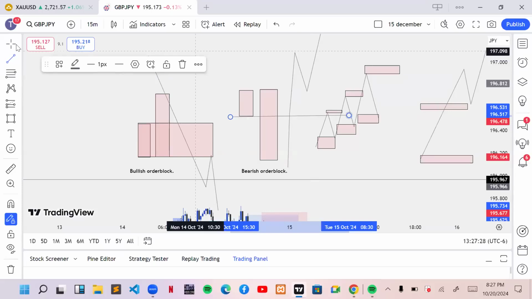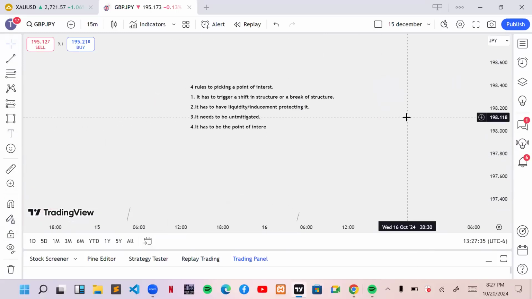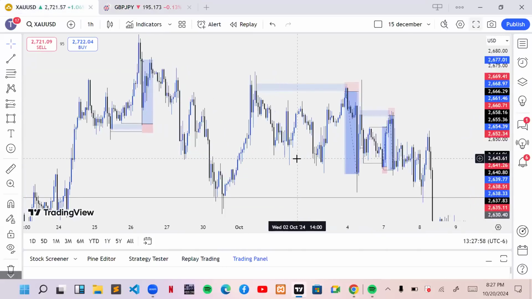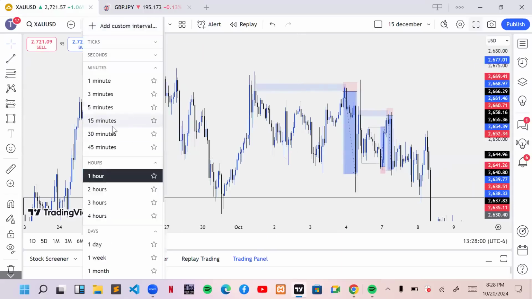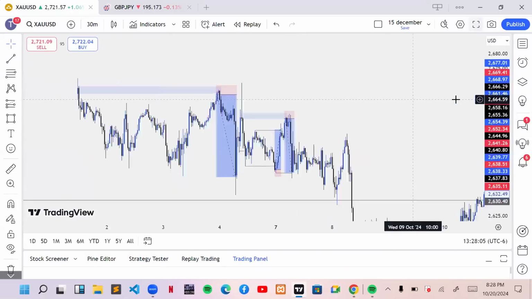Now, how do you know when to make use of which POI? How to know when to make use of the order block and how to know when to make use of the breaker block? There are four key rules I pay attention to when picking a point of interest, so that I can know how to pick the valid one. Number one rule that I pay attention to is it has to trigger a shift in market structure or a break of structure. While going through those rules, I'll be giving an example with a trade I took.